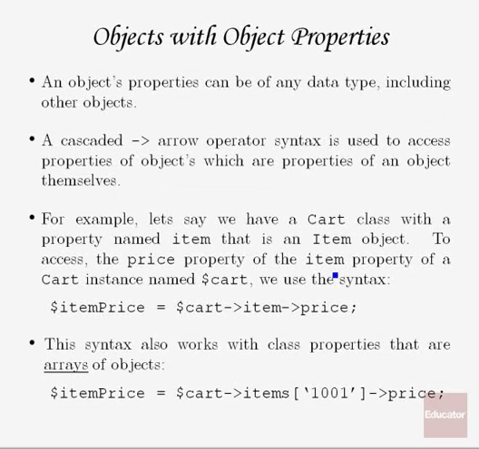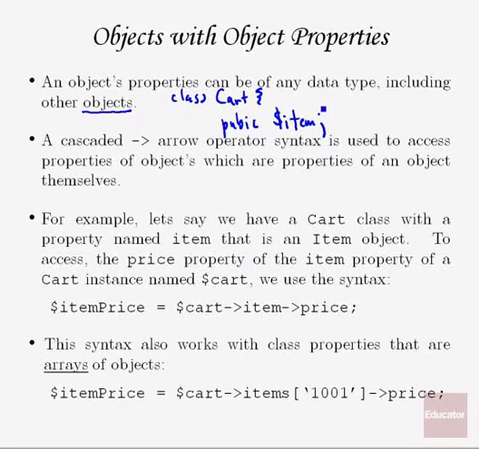Also, we know that an object has properties. And the data types of an object's properties can be any data type, which includes other objects. So for example, we could have a Cart class, and we could define a variable $item, for example, that is intended to represent an Item object. So basically what we have is an object within an object.